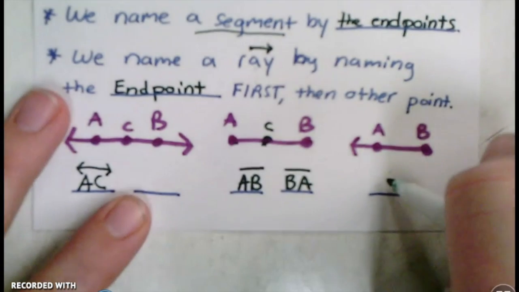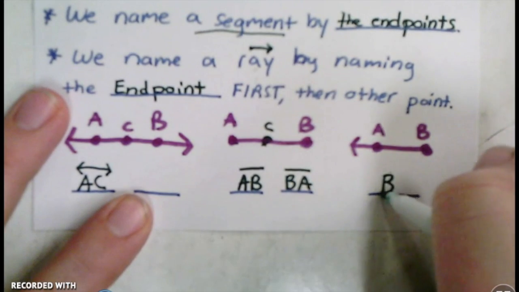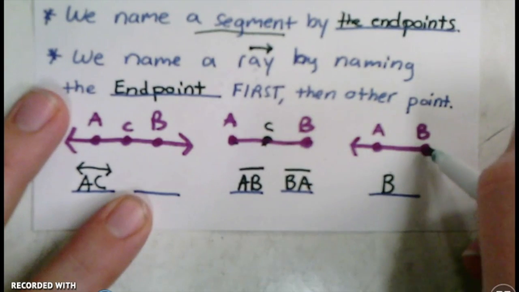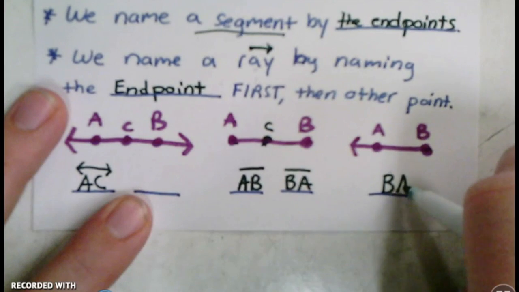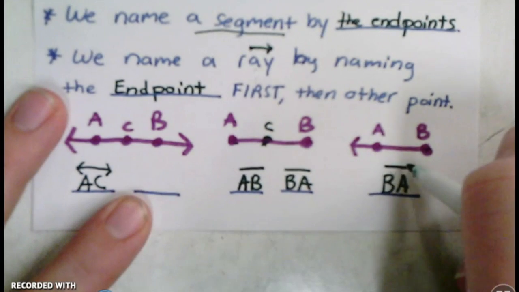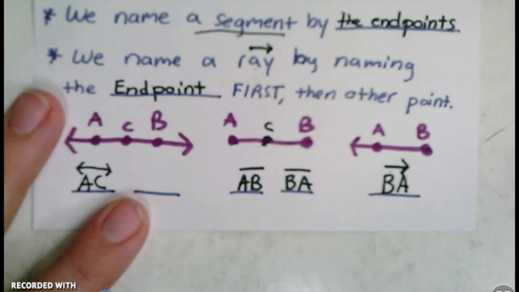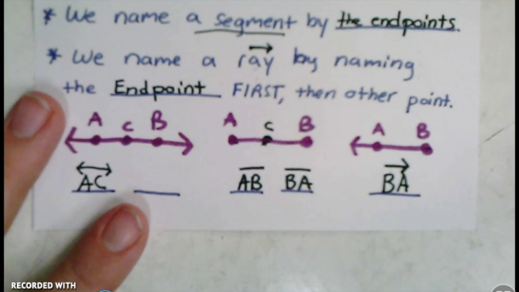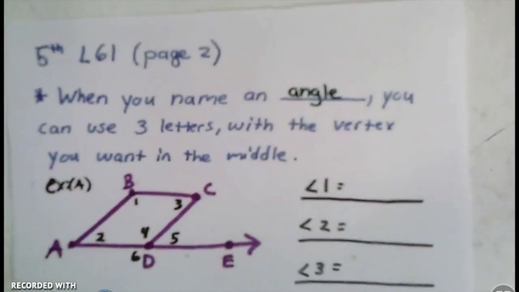So what is my endpoint? B. It doesn't have the arrow, and it goes from B to A, and I can show that with a little ray symbol above it. Okay? All right, next thing. There's lots of vocab, I told you.